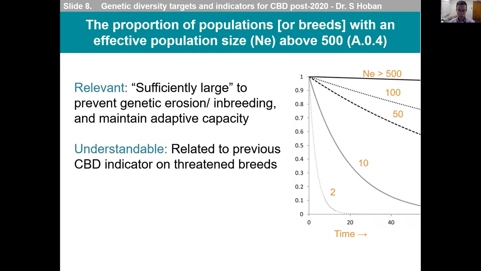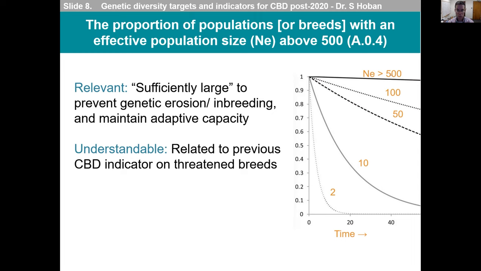So I will explain each one. The proportion of populations with an effective size greater than 500 is relevant to conserving genetic diversity. This is sufficiently large to prevent genetic erosion. As you can see in this graphic, once a population is above NE 500, loss of genetic diversity over time is very low to none.